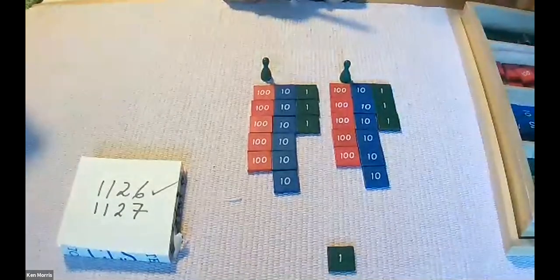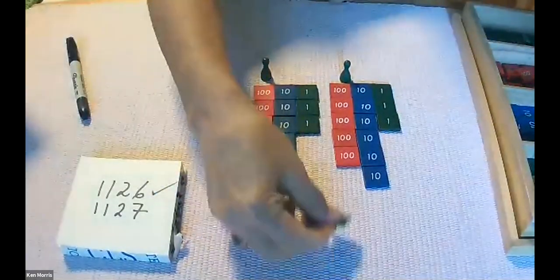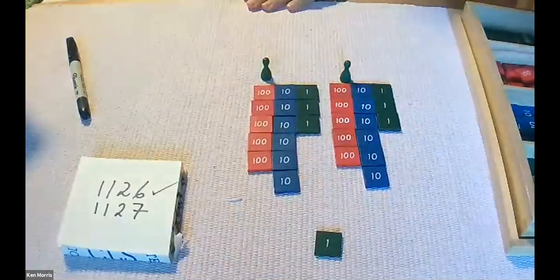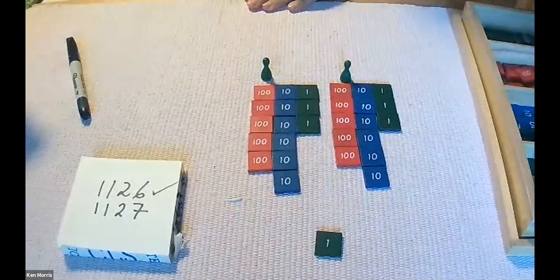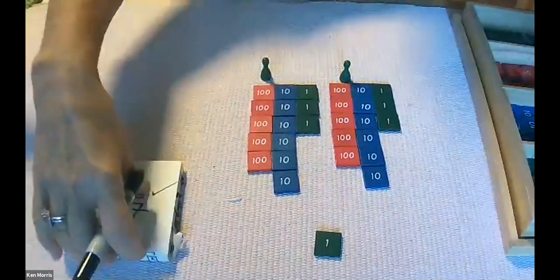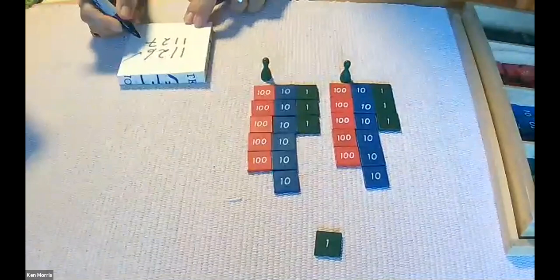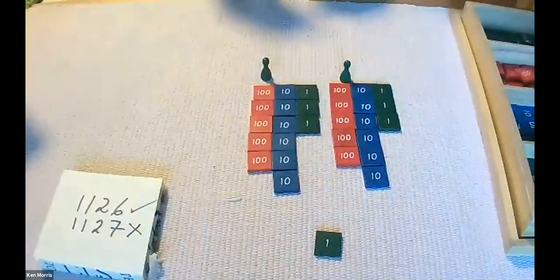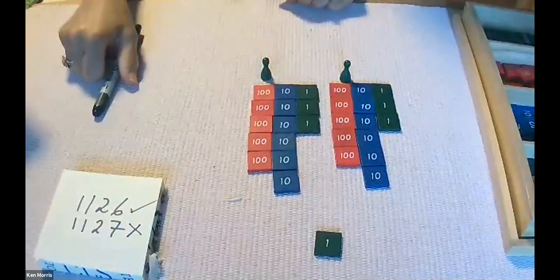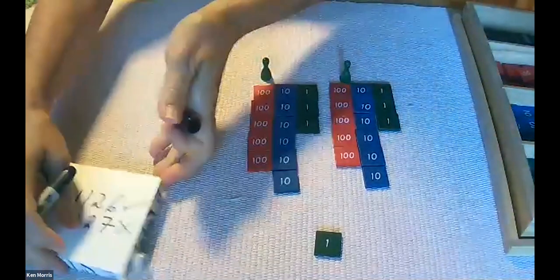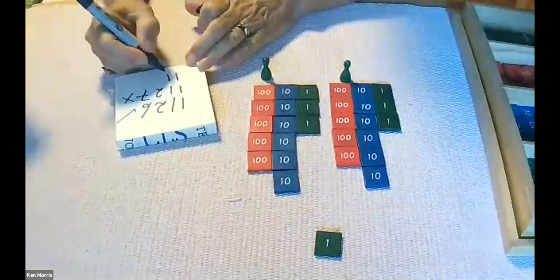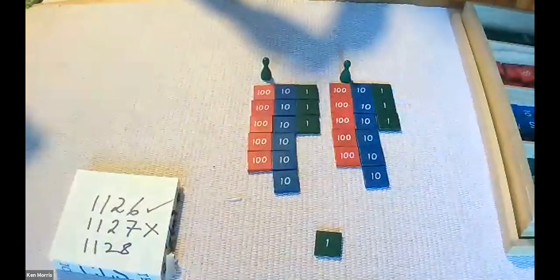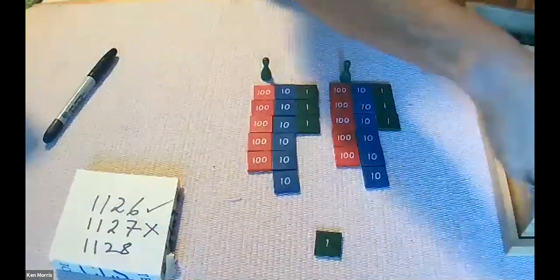I'm going to add 1 unit. Therefore, I certainly don't have any way of sharing that 1 so that everybody has an equal share. So we can say that 1,127 does not divide equally by 2. Okay, now let's try 1,128 and see if that works.